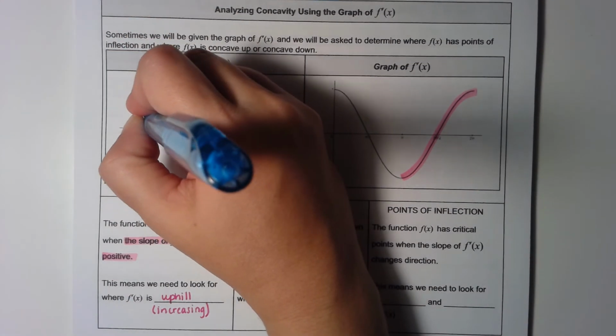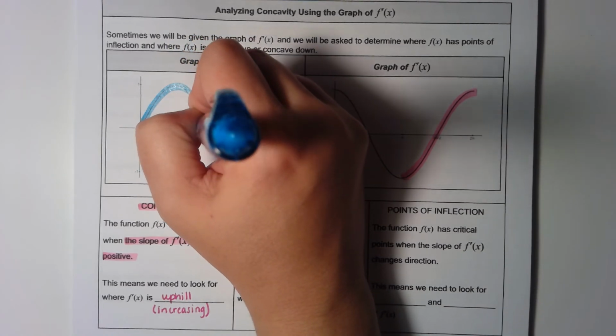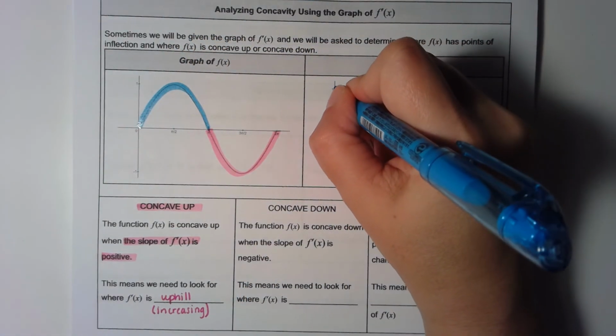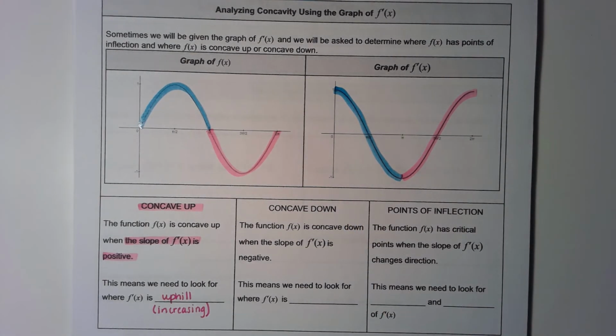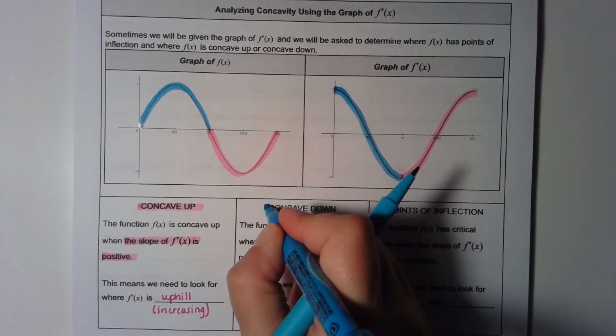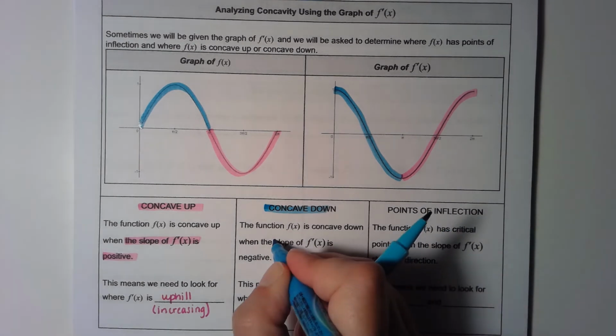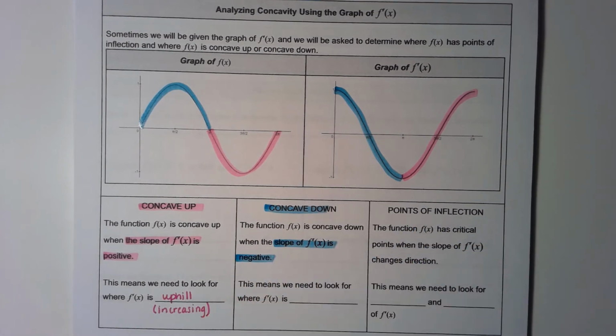This function is concave down on this first interval right here between 0 and pi. And if you map that to the corresponding interval on the graph of the derivative, it would be where that graph is going downhill, or in other words, it has a negative slope. So we usually say that a function is going to be concave down when the slope of the derivative is negative. And again, that makes sense because the second derivative would be the slope of the first derivative.